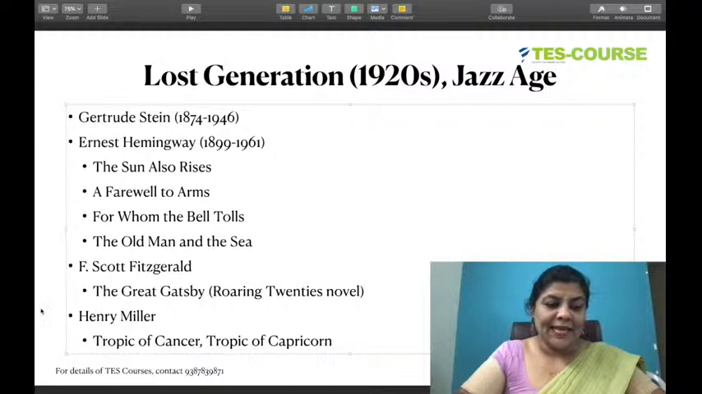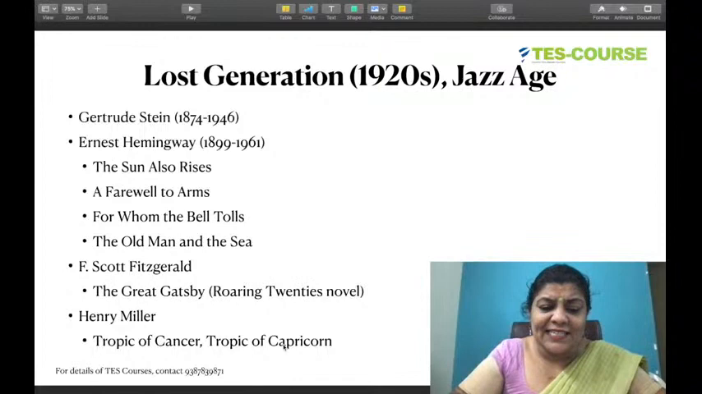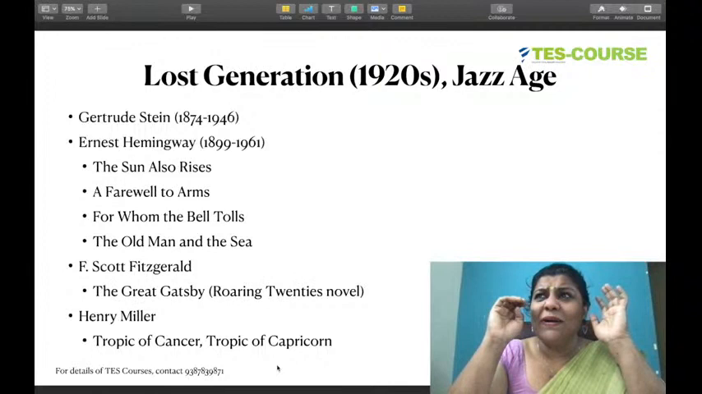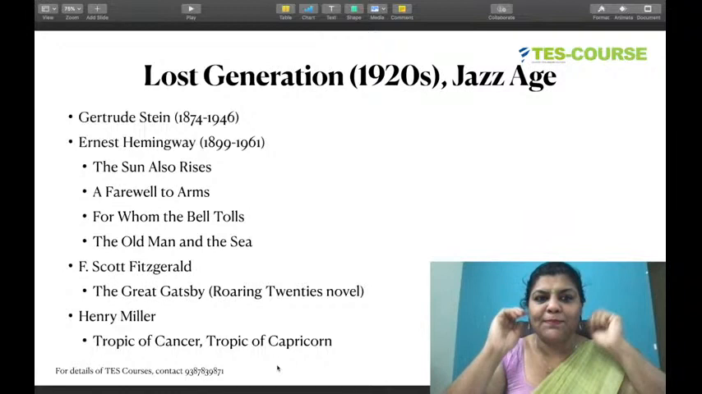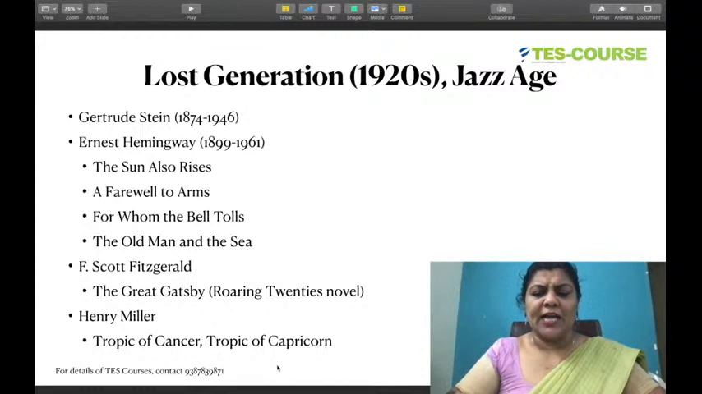Did you know, guys? Tropic of Cancer and Tropic of Capricorn are full of sexuality. So much sex, so many references to real people. It is very strong satire. That is why it was banned. And Tropic of Cancer underwent an obscenity trial along with Lady Chatterley's Lover and Fanny Hill.